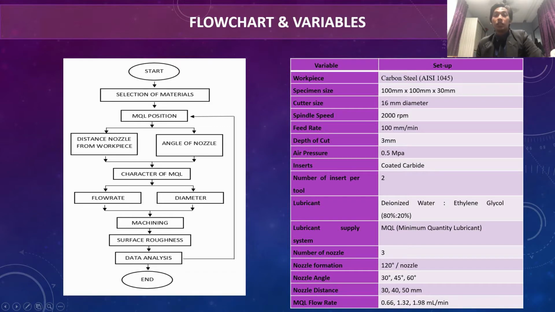Okay, for our variables, we use carbon steel AISI 1045 as our workpiece. The specimen size is 100 mm times 100 mm times 30 mm. The cutter size is 1 mm diameter. Then we go next to the important one. We use MQL as the lubricant. The nozzle angles are 30 degrees, 45 degrees and 60 degrees. For the nozzle distance from the workpiece, we use 30 mm, 40 mm and 50 mm.